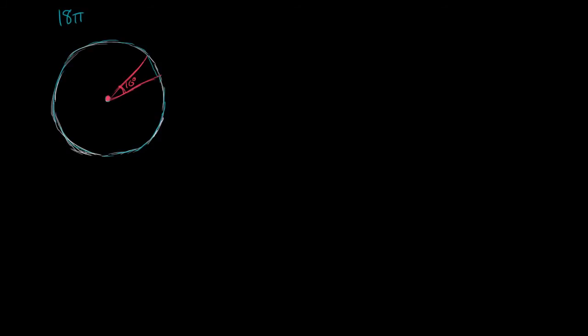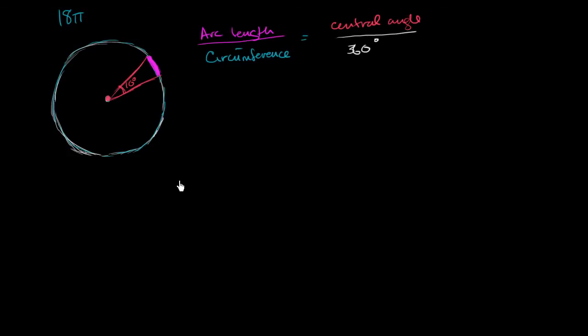And what I'm curious about is the length of the arc that subtends that central angle. So what is the length of what I just did in magenta? And one way to think about it, or actually maybe the way to think about it, is that the ratio of this arc length to the entire circumference should be the same as the ratio of the central angle to the total number of angles if you were to go all the way around the circle. So to 360 degrees. So let's just think about that.